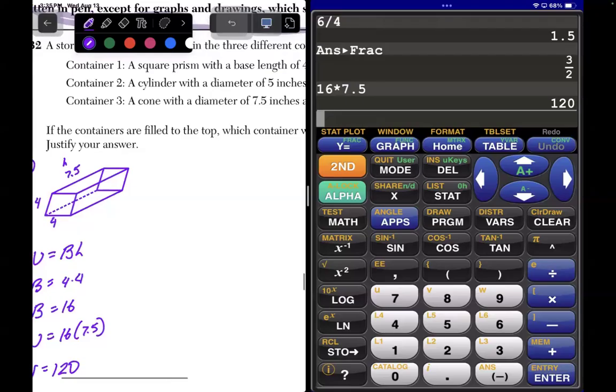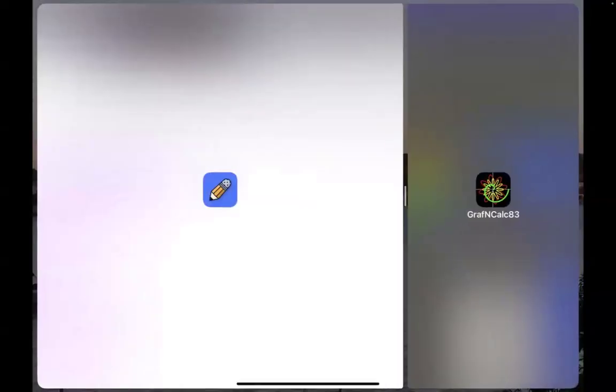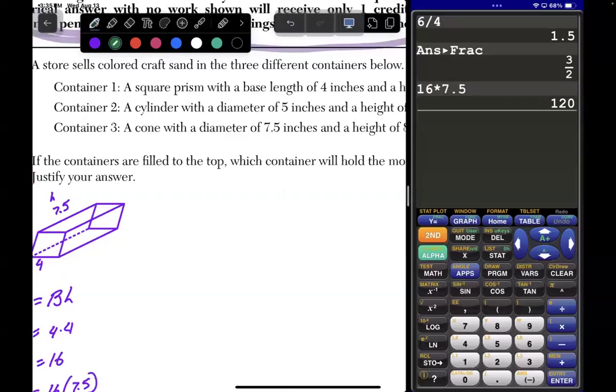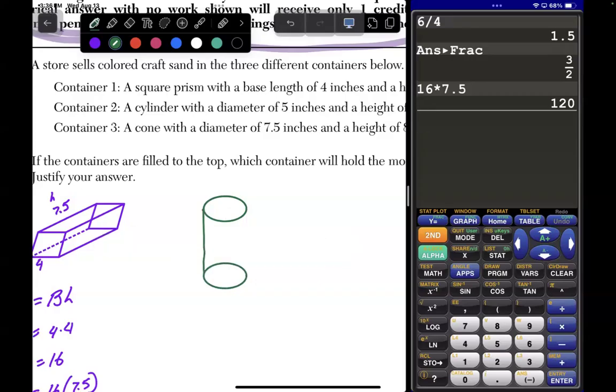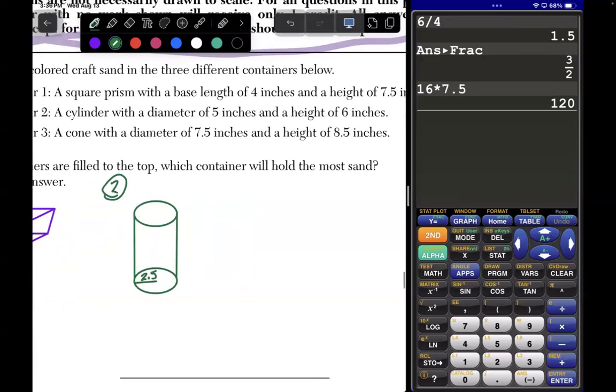Container 2 is a cylinder. Let's go ahead and sketch a cylinder. You don't have to sketch them, by the way. I'm just doing it for funsies. So we have a cylinder. This is container 2, with a diameter of 5, so that means its radius is 2.5, and a height of 6.